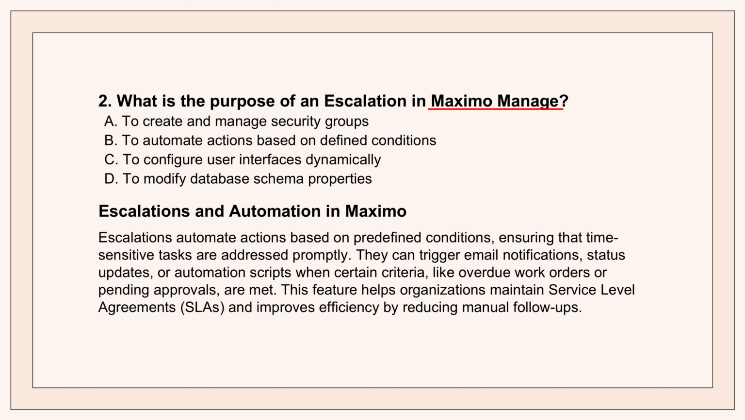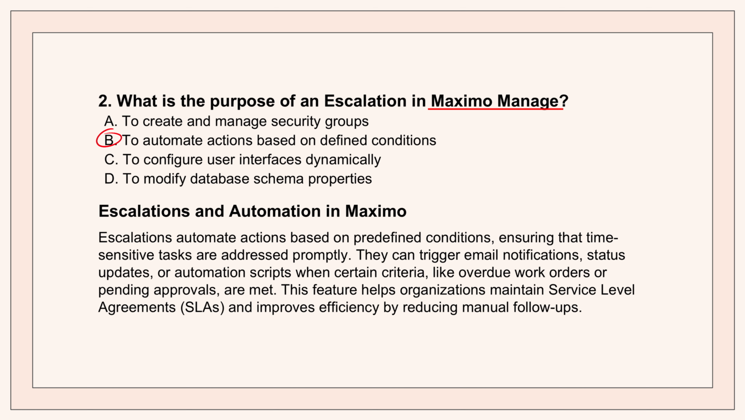Okay, let's move on to our next theme, which is all about how Maximo Manage does the heavy lifting: automation capabilities. The first question here is about escalations. It says, what is the purpose of an escalation in Maximo Manage? And the answer given is to automate actions based on defined conditions. Now, escalation makes me think something's going wrong. Is that the right way to think about it?